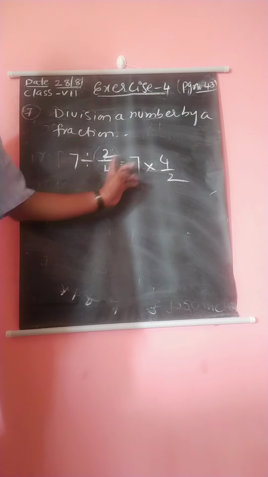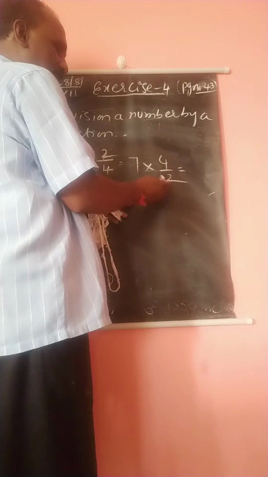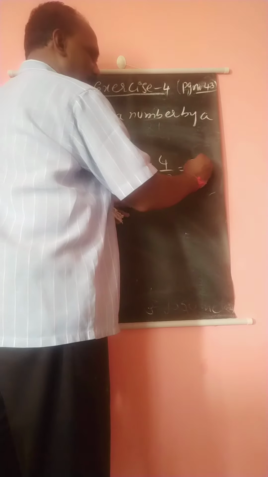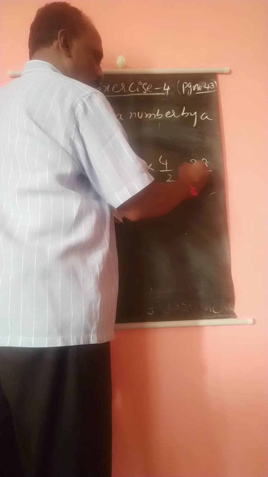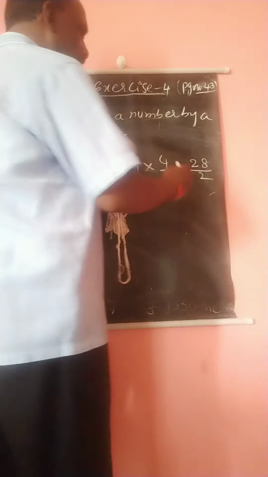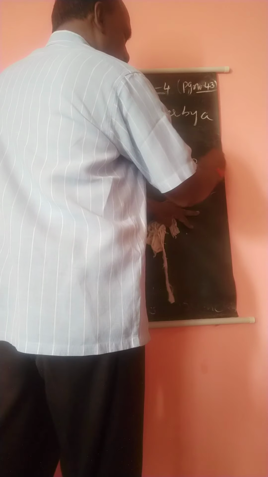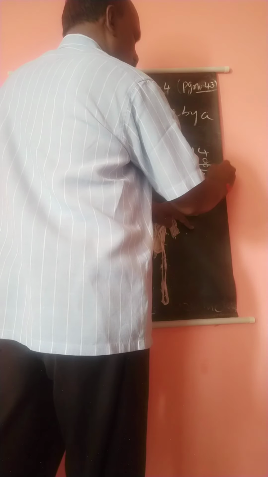The reciprocal of 2 by 4 is 4 by 2. 7 into 4 by 2. That means it won't be a cancellation. 7 4s are 28 by 2. Otherwise here you can see 2 1s, 2 14s are 28. That is equal to 14.